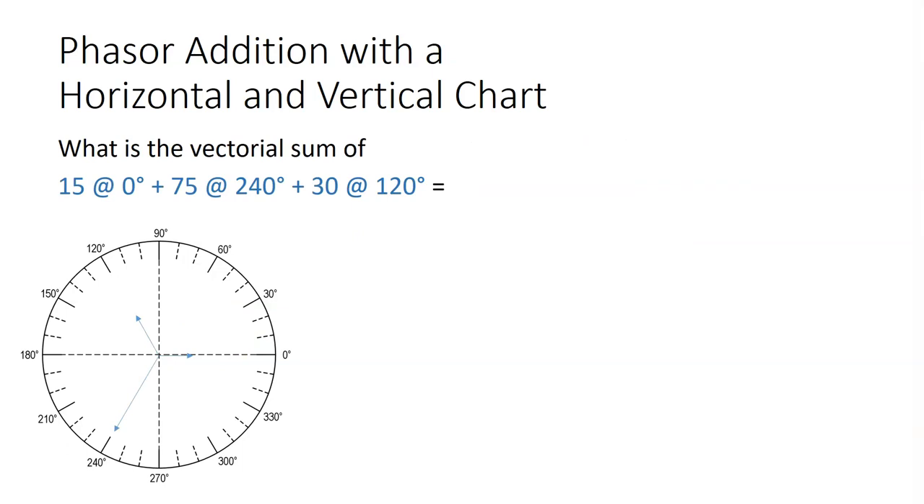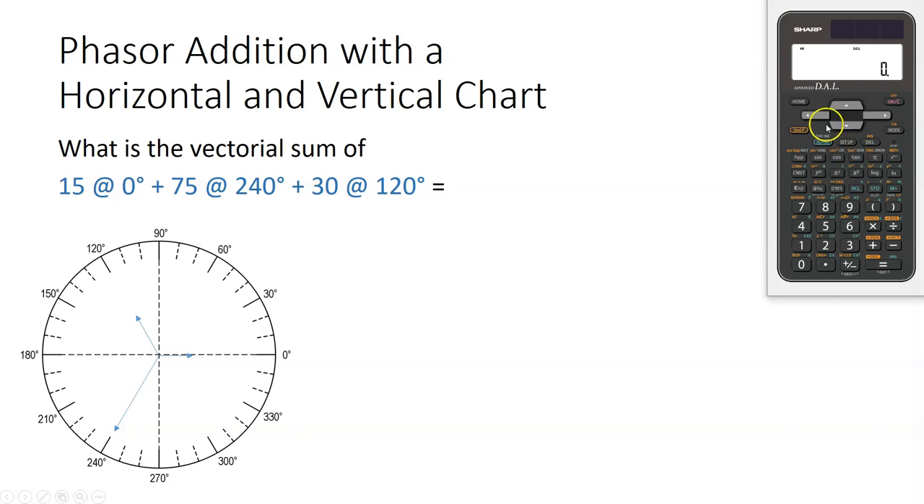Finally, we'll find the vectorial sum of 3 phasors using our calculator method. Bring up our calculator. We're still in complex mode. So we will enter 15 DMS, 15 at 0 degrees, plus 75, that DMS button, at 240 degrees, plus 30 DMS at 120. Hit enter, gives us a magnitude of 54 at a negative 134 degrees.